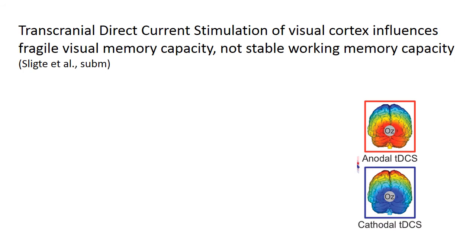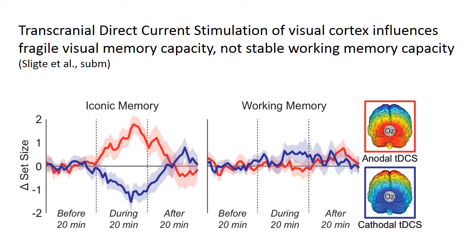The relation between fragile visual memory and visual cortex was further confirmed in various other experiments. Here we applied transcranial direct current stimulation to the visual cortex, either by putting the anodal or cathodal electrode on the occipital pole. It is known that the 2 configurations respectively increase or decrease activity in the underlying cortex. And in accordance, we found an increase or decrease of fragile memory capacity during tDCS, depending on anodal or cathodal stimulation. Working memory capacity did not depend on tDCS stimulation.